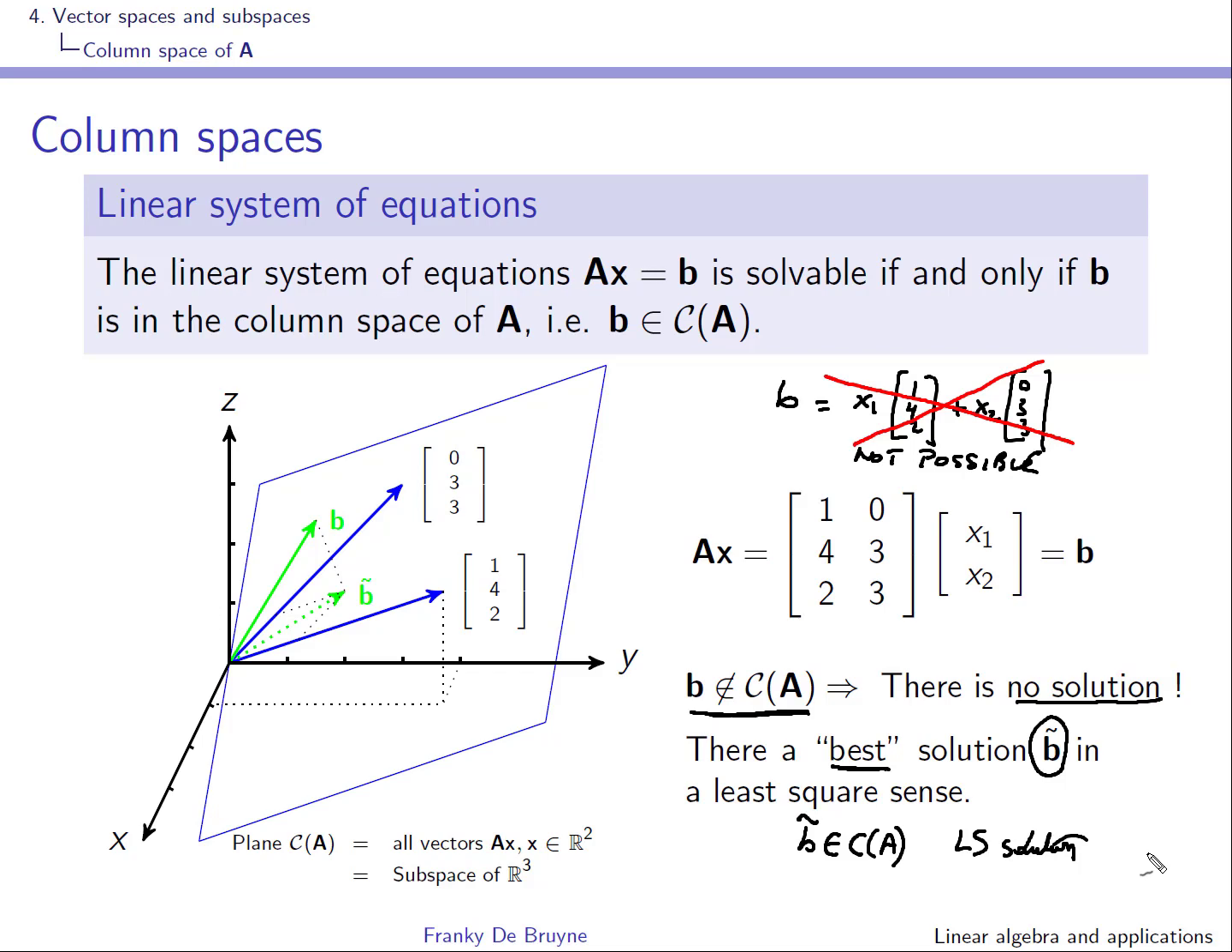There is no exact solution because b is not in the column space, but there will be a best or least square solution obtained by projecting b in the column space.